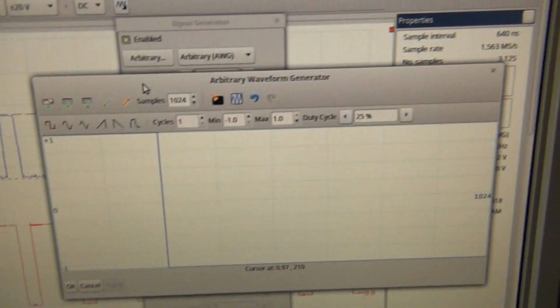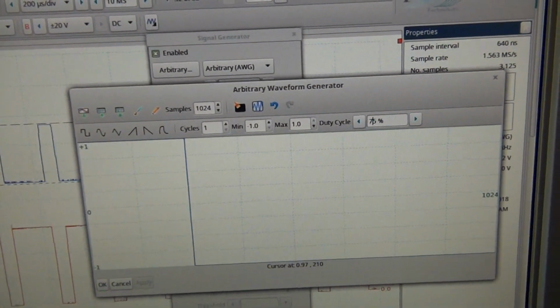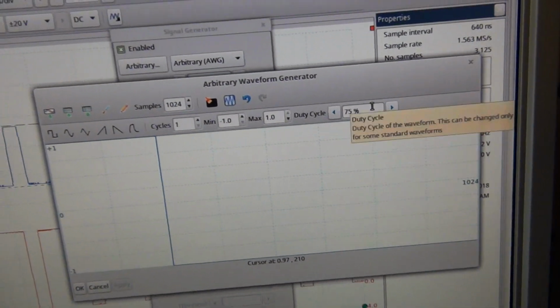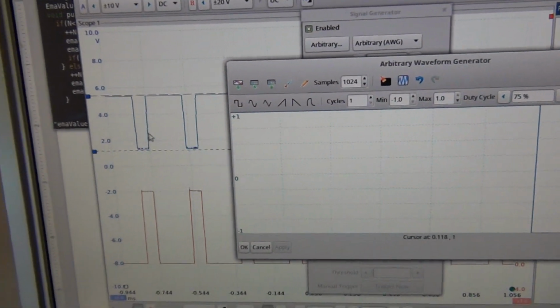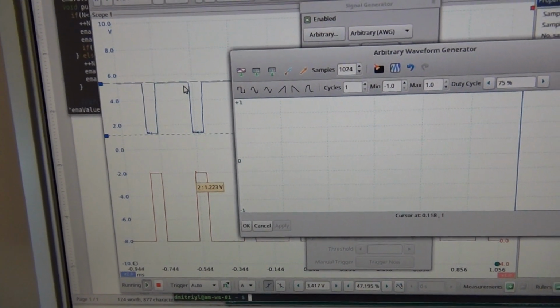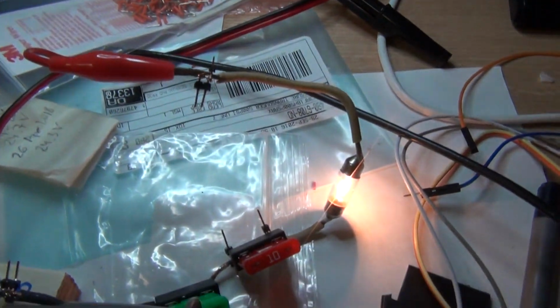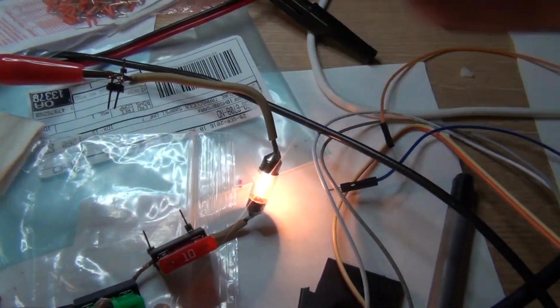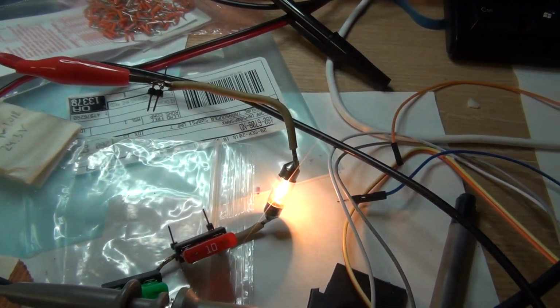If you change it to 75%, and apply, then we'll see 75% duty cycle on the input, and the map light is lit more brightly, though not as it would be at full power.